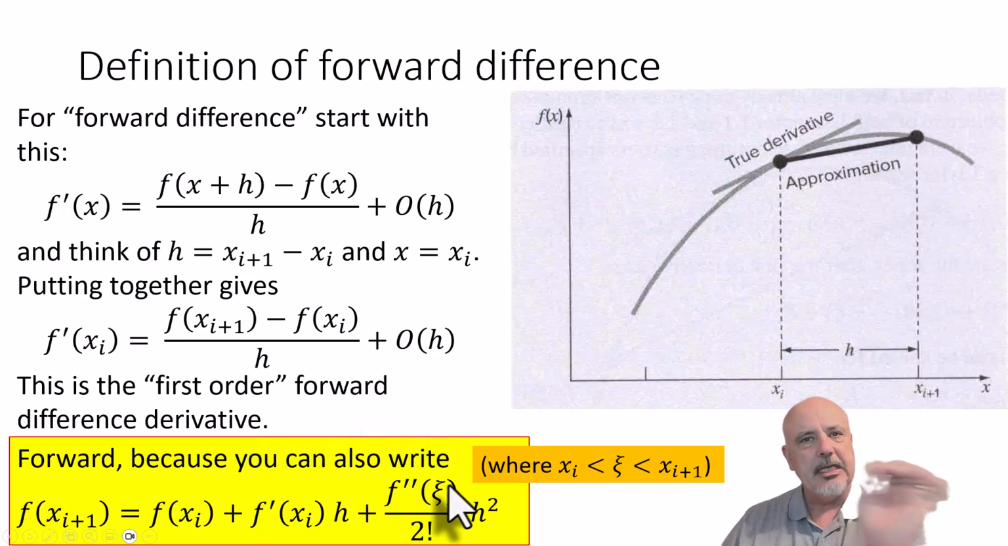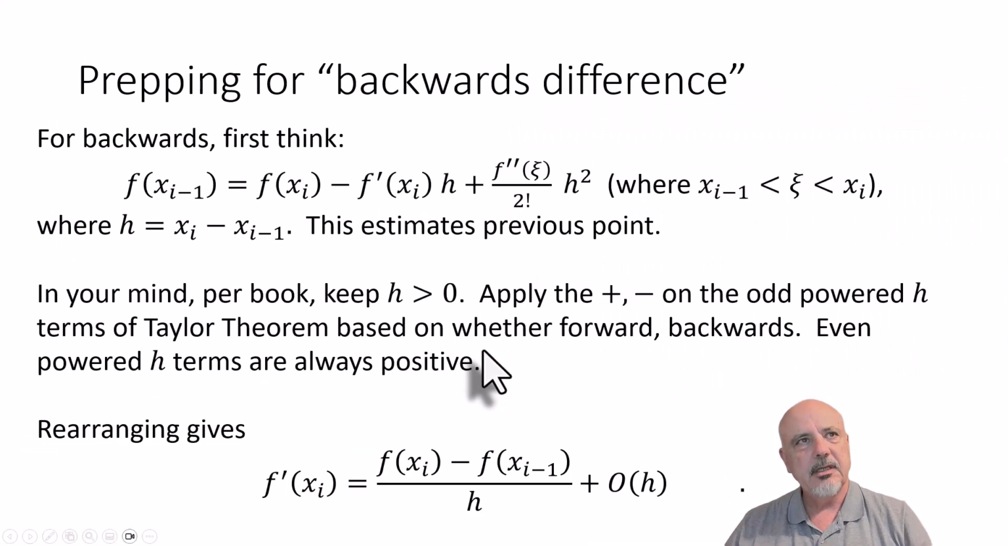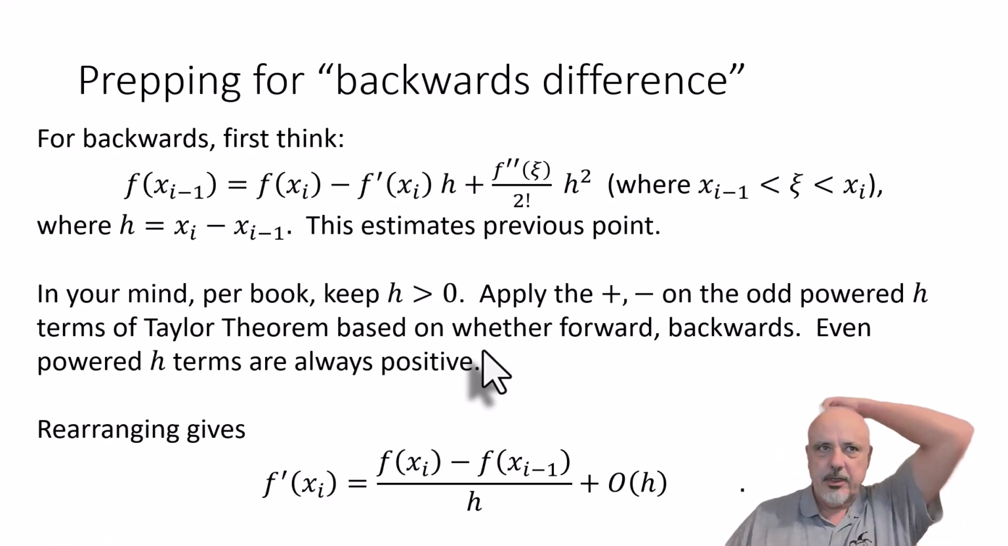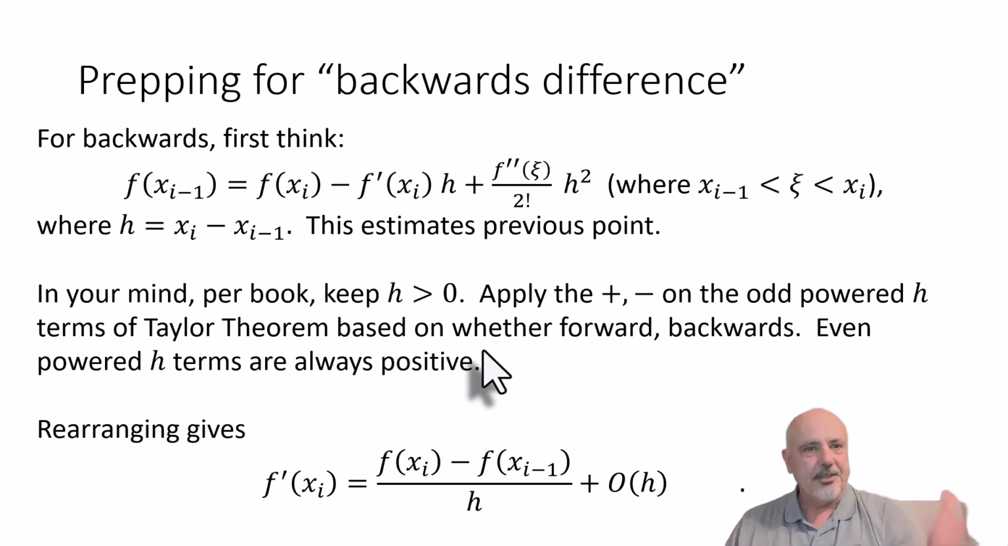Again, where my c is somewhere between my current value and then the next one. Okay, so here I want to prepare you for the backwards difference. So forwards difference, here we were stepping with plus h, but we want to think about h as always being a positive value stepping forward.